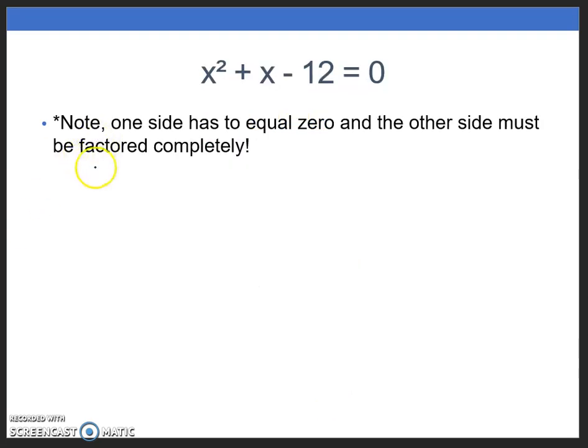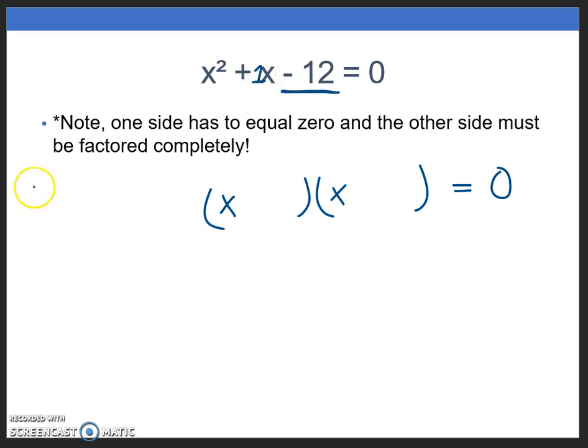So if we look at a few examples, again, make sure, number one, to check that it's set equal to 0. This one is, so I can right away start factoring this. It doesn't show difference of squares, and it's not the perfect squares factoring pattern, so we can factor it into our two binomials set equal to 0. In order to get x squared, this would have to be x, and this would have to be x, because x times x is what gets me x squared. Now I have to think, what two numbers do I multiply to get negative 12 that would add to equal 1 here?